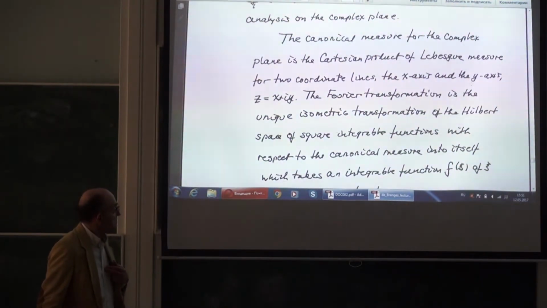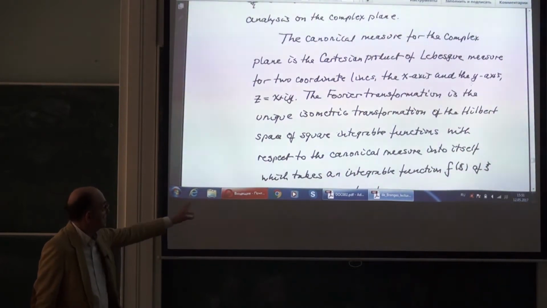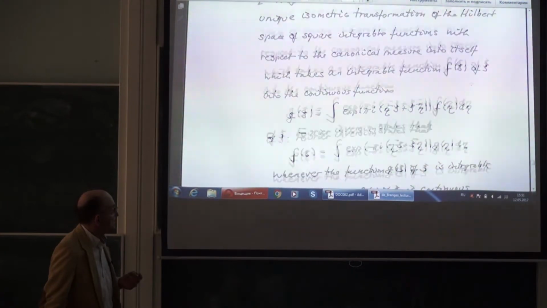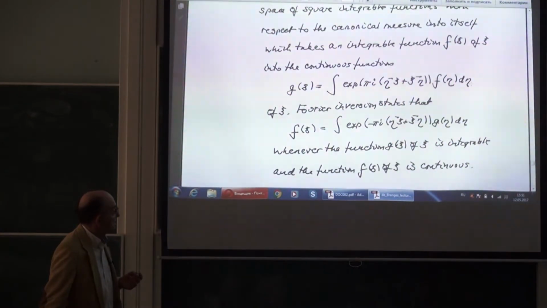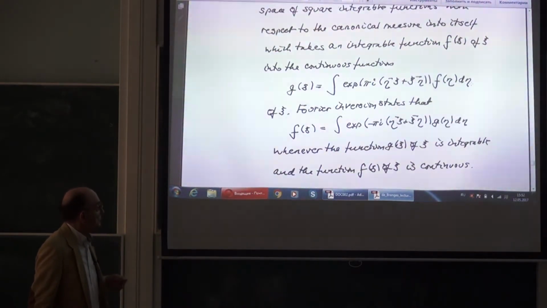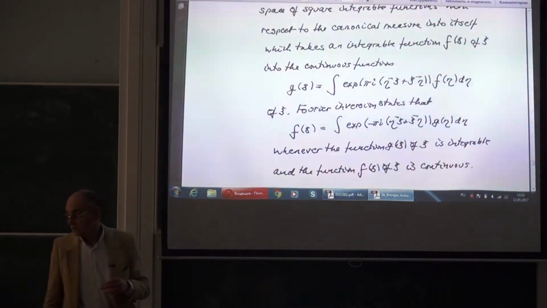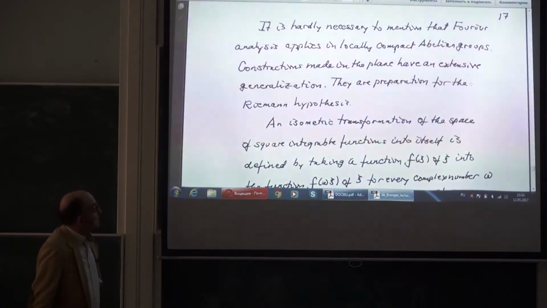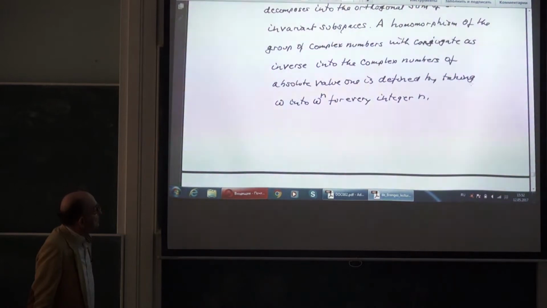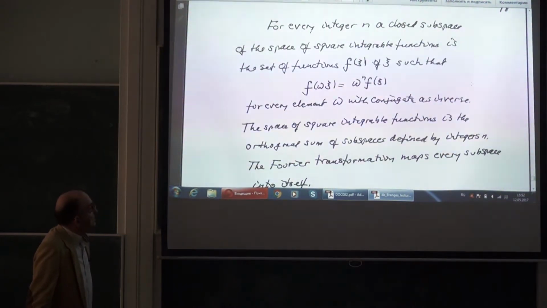Okay, so this is the Fourier transformation. I try to make these good notes so that if you want to read it, you should be able to get the information. Okay, this is the Fourier transformation. I use a notation that would apply for a more general group.